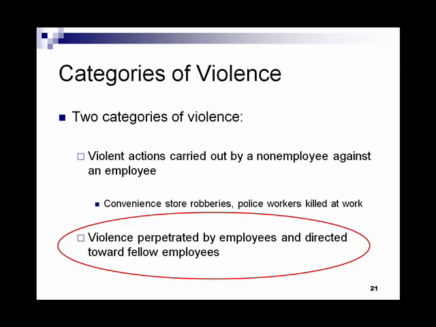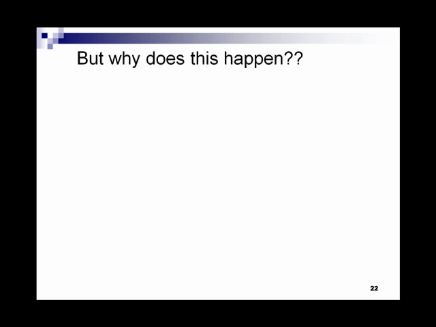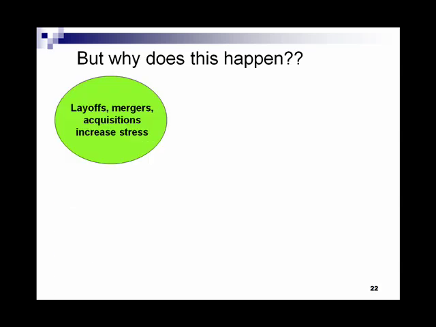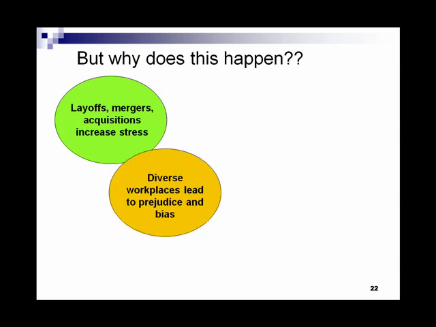What researchers in neuropsychology are much more interested in studying and trying to prevent is the violence that's perpetrated by employees against other employees. But why does this violence occur anyway? Well, there are a number of factors in the nature of work that are affecting this increase in violence. One is the increase of layoffs, mergers, and acquisitions, which all increase stress. And in a tough economy like we're experiencing now, we're seeing this more and more.